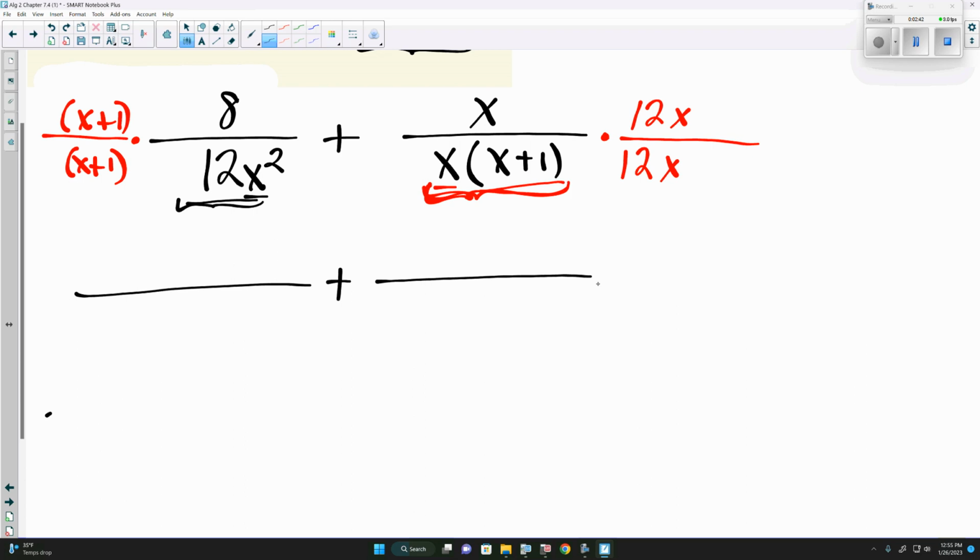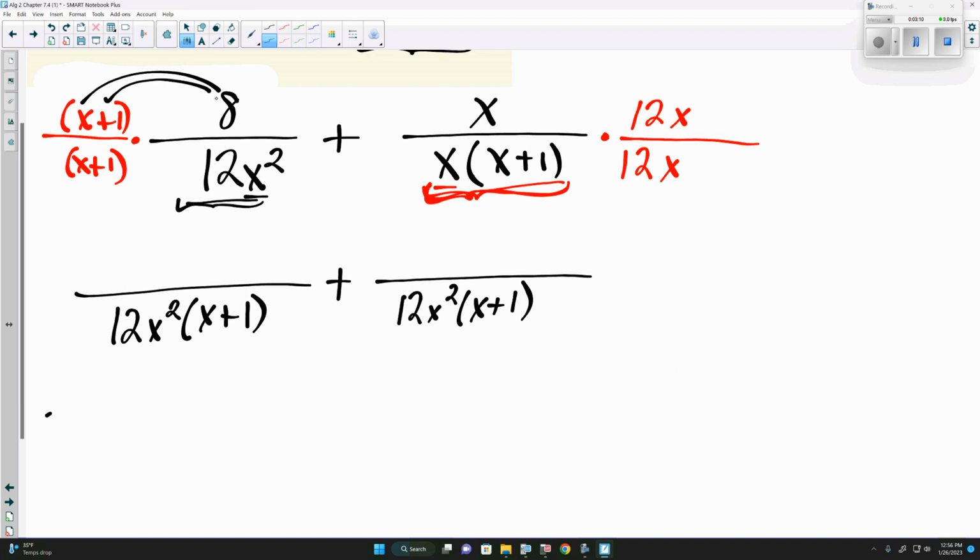And our denominators, both of them, are going to be 12x squared times x plus 1. So they're both going to be the exact same. Now we're not going to distribute that out because if we did, we'd have to factor it back out. So if there's something in common on top and bottom, we can reduce. Now the numerators, on the other hand, we're going to actually have to distribute this out.